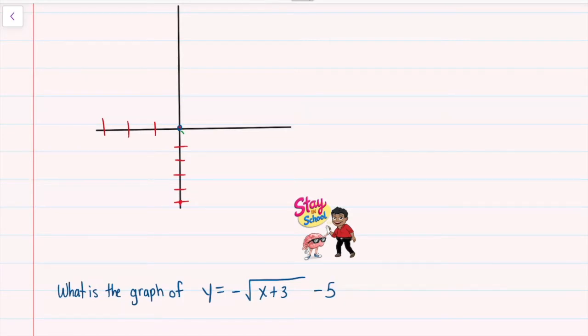So the first thing we're working on right now is we want to know what is the graph of y equals the negative square root of x plus 3 with a minus 5 on the outside. To understand this graph, we first need to remember what a parent function is.